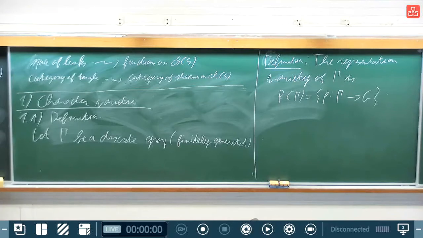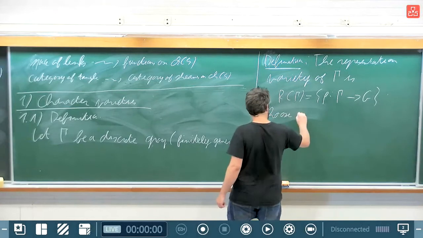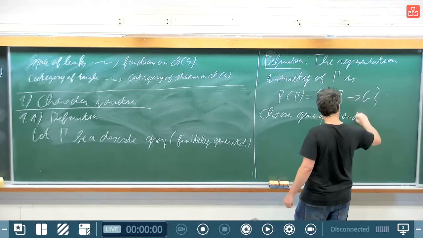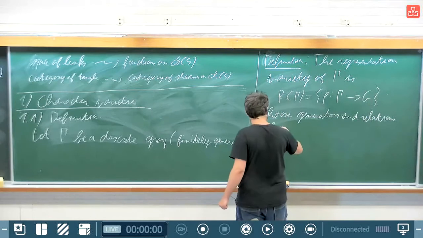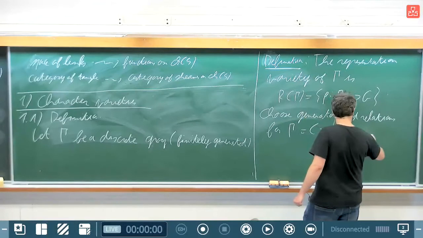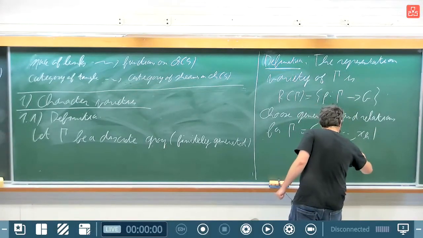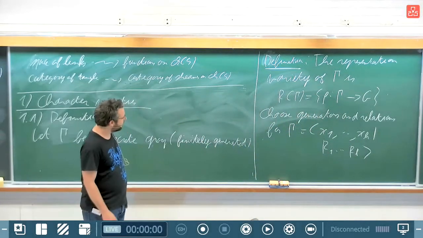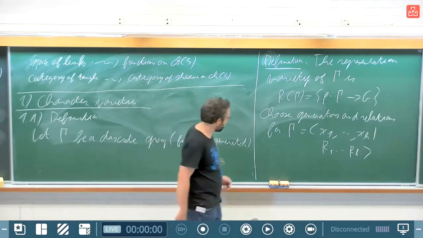And the idea is that if you choose generators and relations for gamma, say x1 through xk, and relations R1 through Rl, where each Ri is a word in the free group generated by x1 through xk, which is supposed to be 1 in gamma.